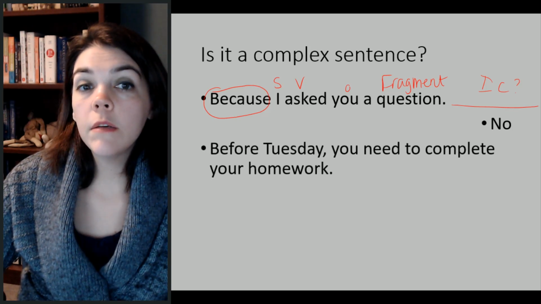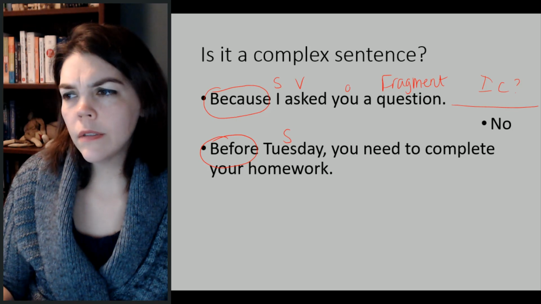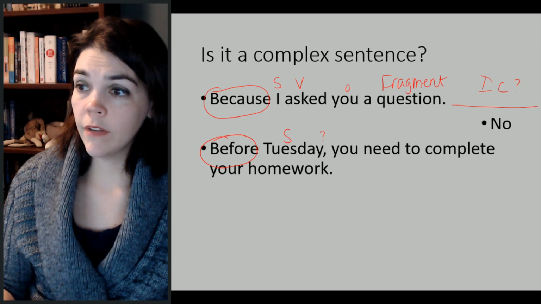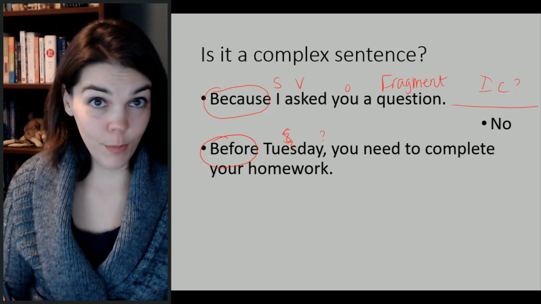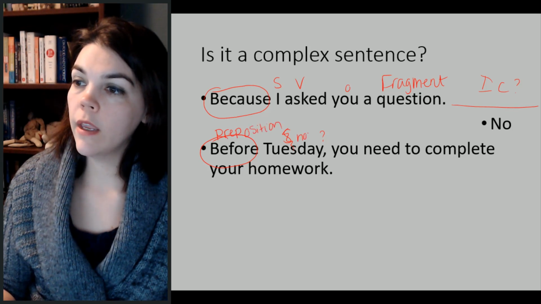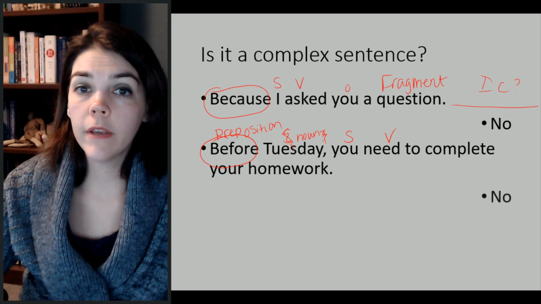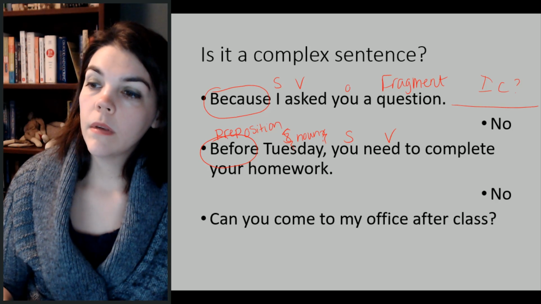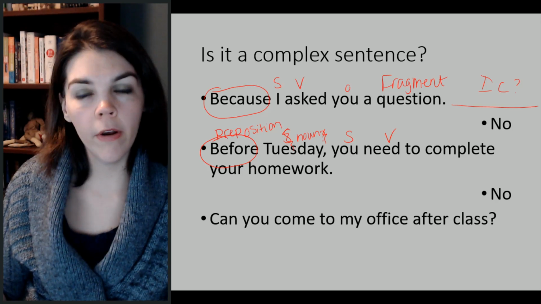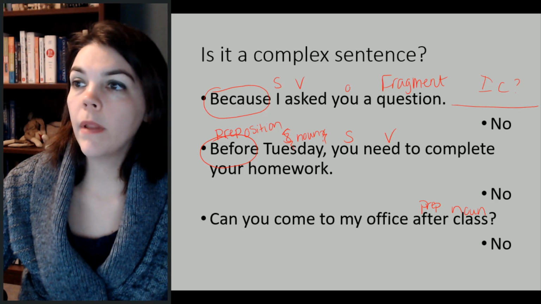Before Tuesday, you need to complete your homework. Oh, I see the word before. So I'm going to circle it. Subject, I don't have a verb. Now here is an interesting situation. This is actually not a subject. And this is actually not a subordinating conjunction. This, before in this sentence, is being a preposition. And Tuesday is acting as a noun. Okay? Then we have our subject here. So no, this is not a complex sentence. How about this one? I see after, but I was tricked in the last one. I don't see a verb here. So this is actually a preposition, and this is a noun. So no, this is not a complex sentence.